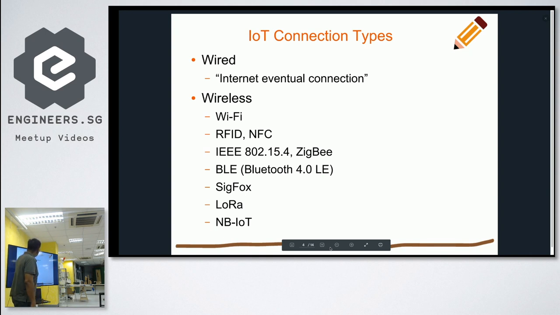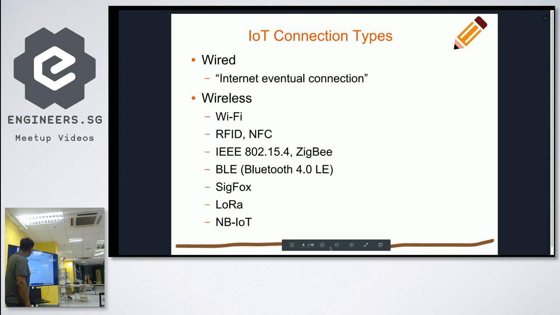So out of 802.15.4, you have a variety of special interest groups, I think they're called. One of them is ZigBee, and then from ZigBee you have RF4CE, you have 6LoWPAN, many others, all deriving out of 802.15.4.